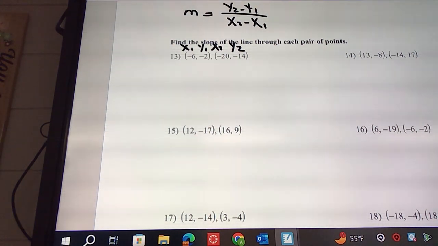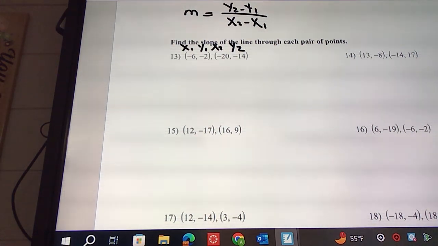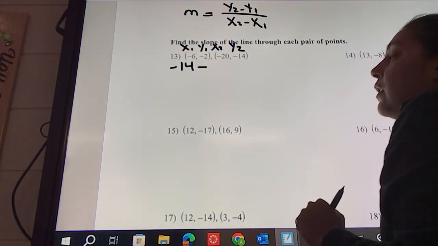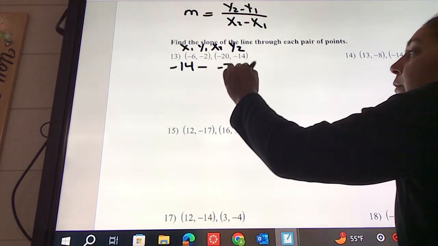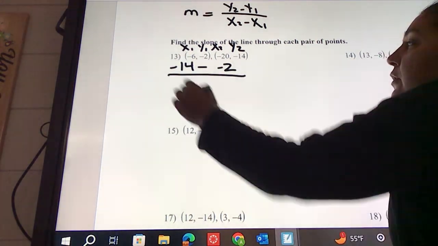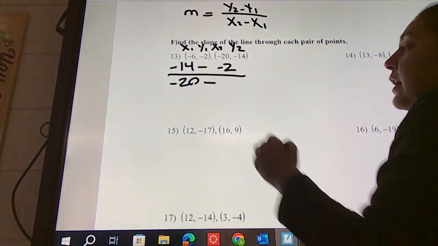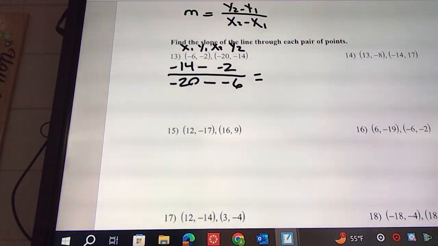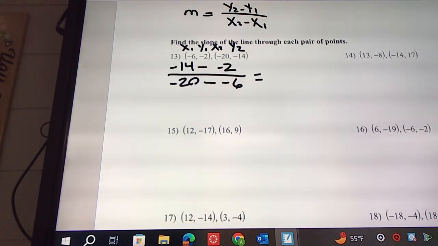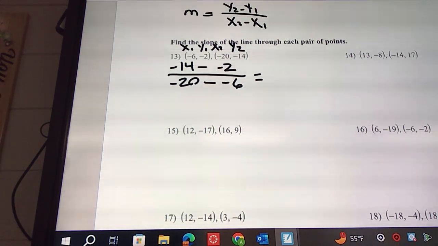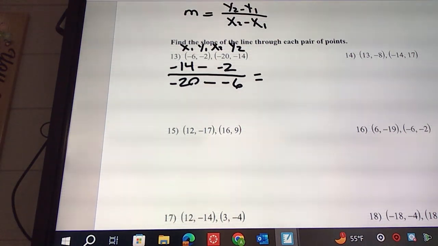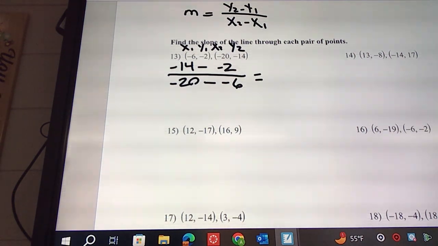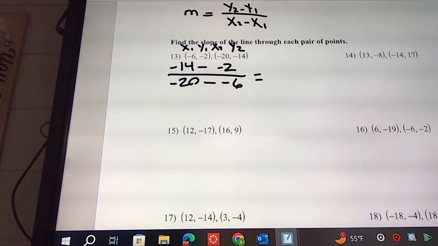Okay, so y2 is going to be negative 14 minus my y1 is negative 2. x2 is negative 20, minus x1 is negative 6. 6/7? I don't know. Okay, type that in your calculator and see what you get. You got 6/7 too?